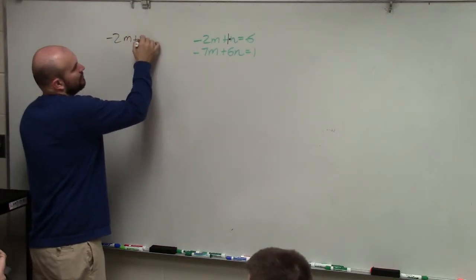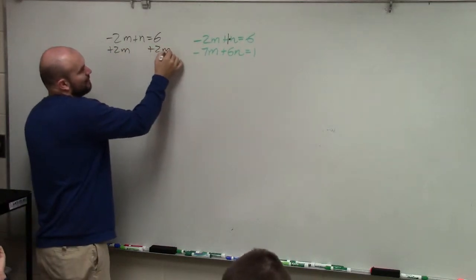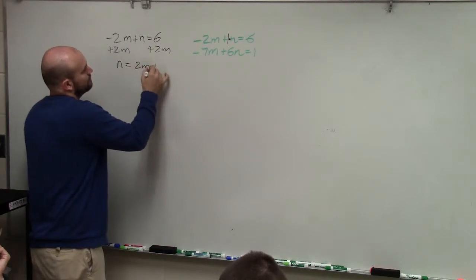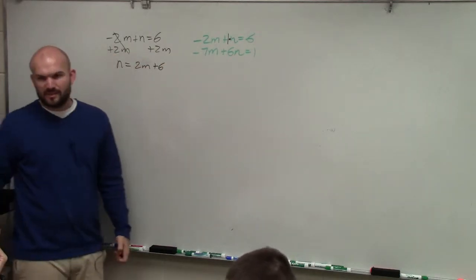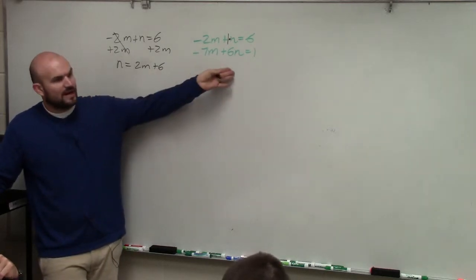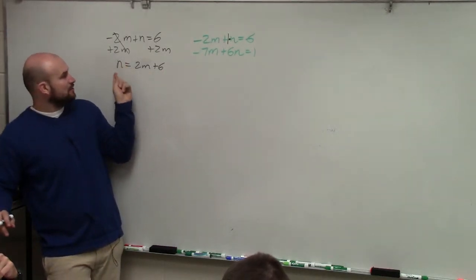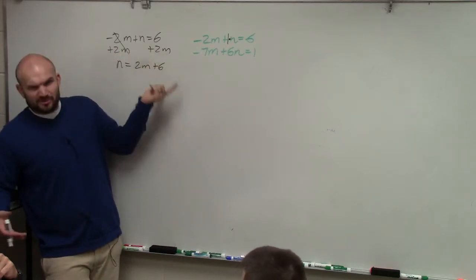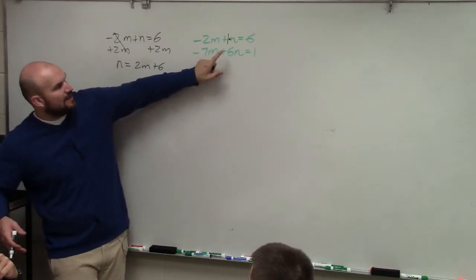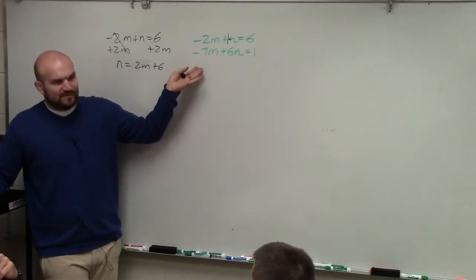Negative 2m plus n equals 6. To solve for n, all I simply need to do is add 2m. Does everybody see that? OK? Now, you could solve for any variable, right? You guys learned how to do that. But what's nice about solving for the variable that has a coefficient of 1, all I had to do was add 2m. And it was pretty easy, right? But sometimes when you're solving for a variable, like for instance this one, I would have to subtract 6n and then divide by negative 7, which is going to give me fractions. So it wouldn't be very fun to solve for m.